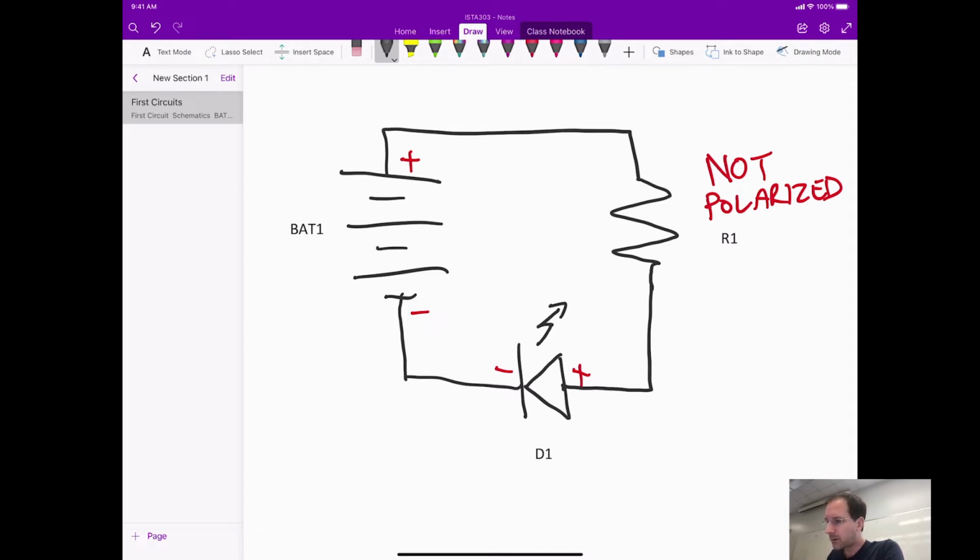So the battery supplies power to the circuit here. It gives us power. That's kind of easy. The LED, that's pretty easy too, right? We know that that generates light. The resistor, what does this thing do? You may or you may not know that yet.